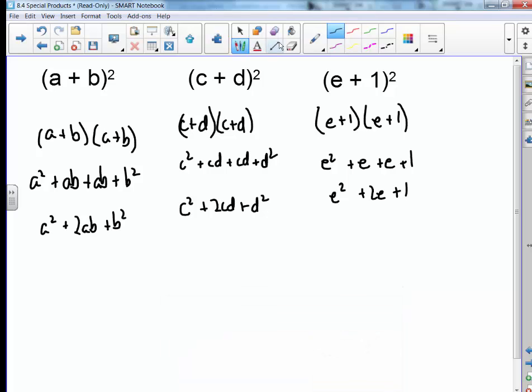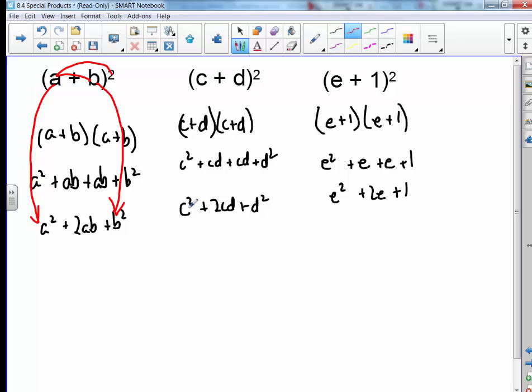Let's get a different color. We'll go with red. First thing you notice is that you square the first one. See, the a is squared, okay? Then you can also notice that you square the second one, and that's your third term. The middle term is just 2 times a times b. See? 2 times a times b. So this one, you'll square the first term, square the last term, and the middle term is 2 times c times d. 2 times c times d.